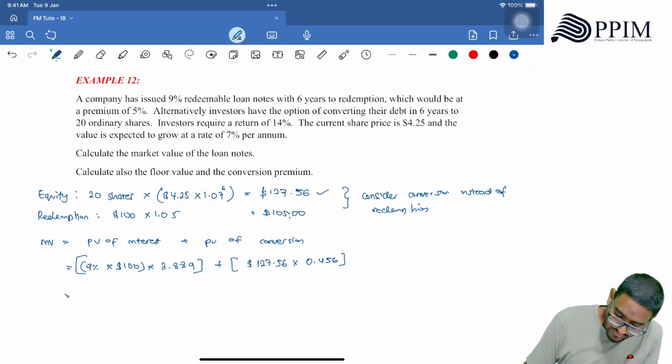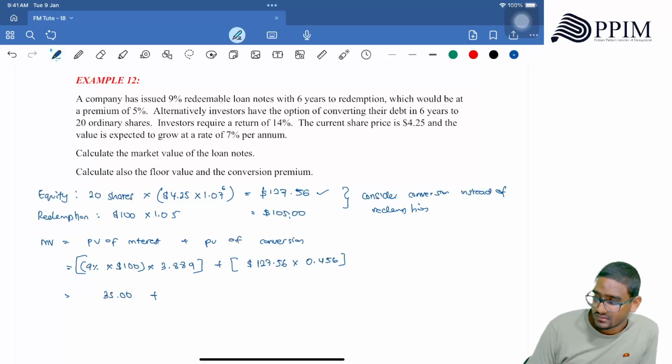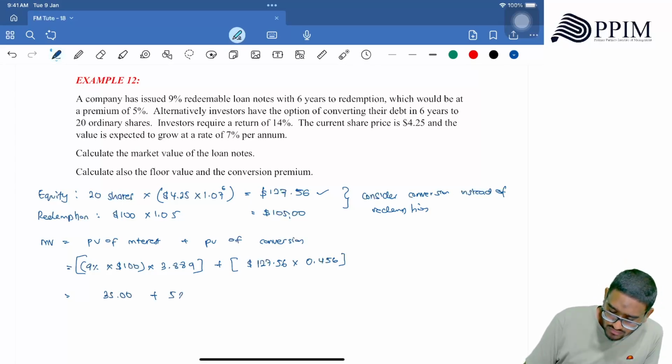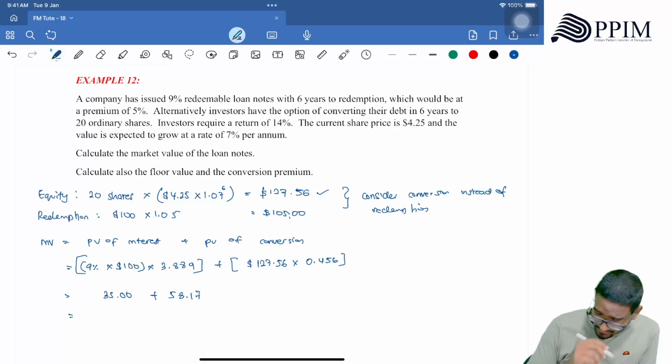Okay, so 35 plus 58. 58.17. Let's say 18 or 17. 17. So when you add up, you get 93.17.